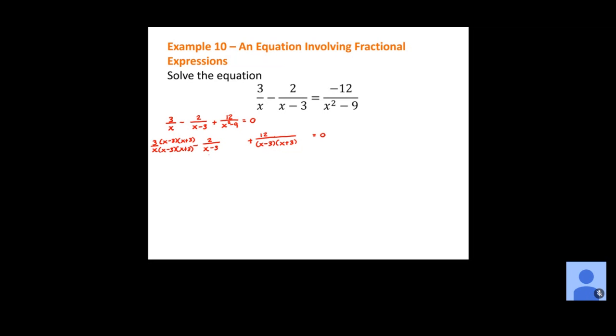Now the next one, we have the x minus 3, so we're missing the x, and we're missing the x plus 3. I'm going to multiply this by x and the x plus 3, which means I go up to the numerator and do exactly the same thing. And then the last one, we already have the x minus 3 and the x plus 3. We're just missing the x. So I just need to multiply top and bottom by x this time.